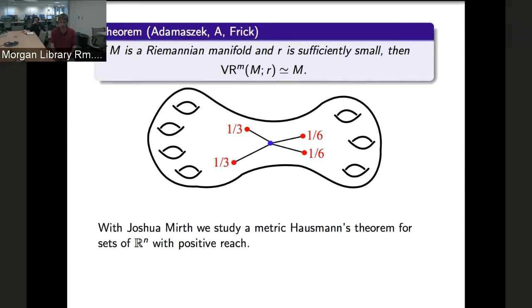With my student Joshua Mirth, we're looking at a version of Hausmann's theorem where it's not Riemannian manifolds, but think Euclidean submanifolds. So manifolds inside the Euclidean space with the Euclidean metric. And that works also not only with manifolds in Euclidean space, but any set of Euclidean space with positive reach.